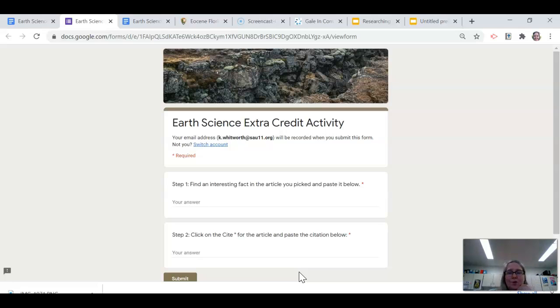Some of the students had no problem. We had one student who went in and gave us a really cool fact about fish that had nothing to do with plate tectonics. And then we noticed still, even though I demonstrated it, it felt like a billion times, what a citation was. Many of the students still just copied the URL for the Gale in Context article that they found and submitted that as a citation.